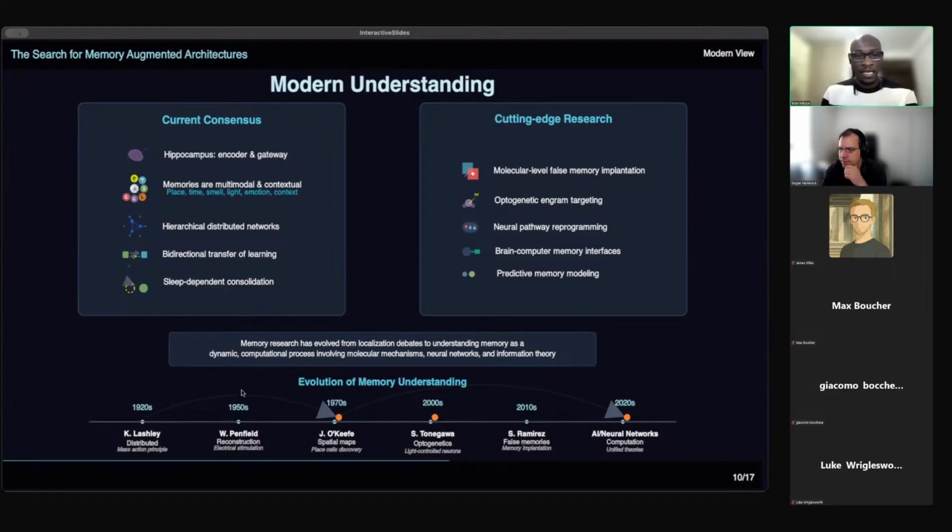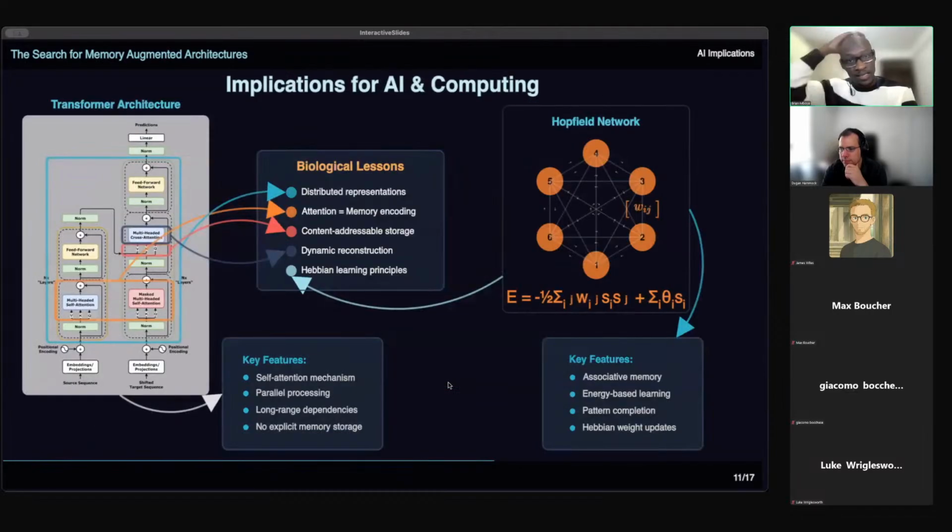And then we have an outline of how memory research has evolved to the current state. If there's no question here, I'll move on to the next interesting part, which is the implication for AI and how current AI systems implement this concept of biological memory. I'm putting arrows to where I think represents what's happening, the biological lessons, and the transformer architecture, which is the famous architecture.